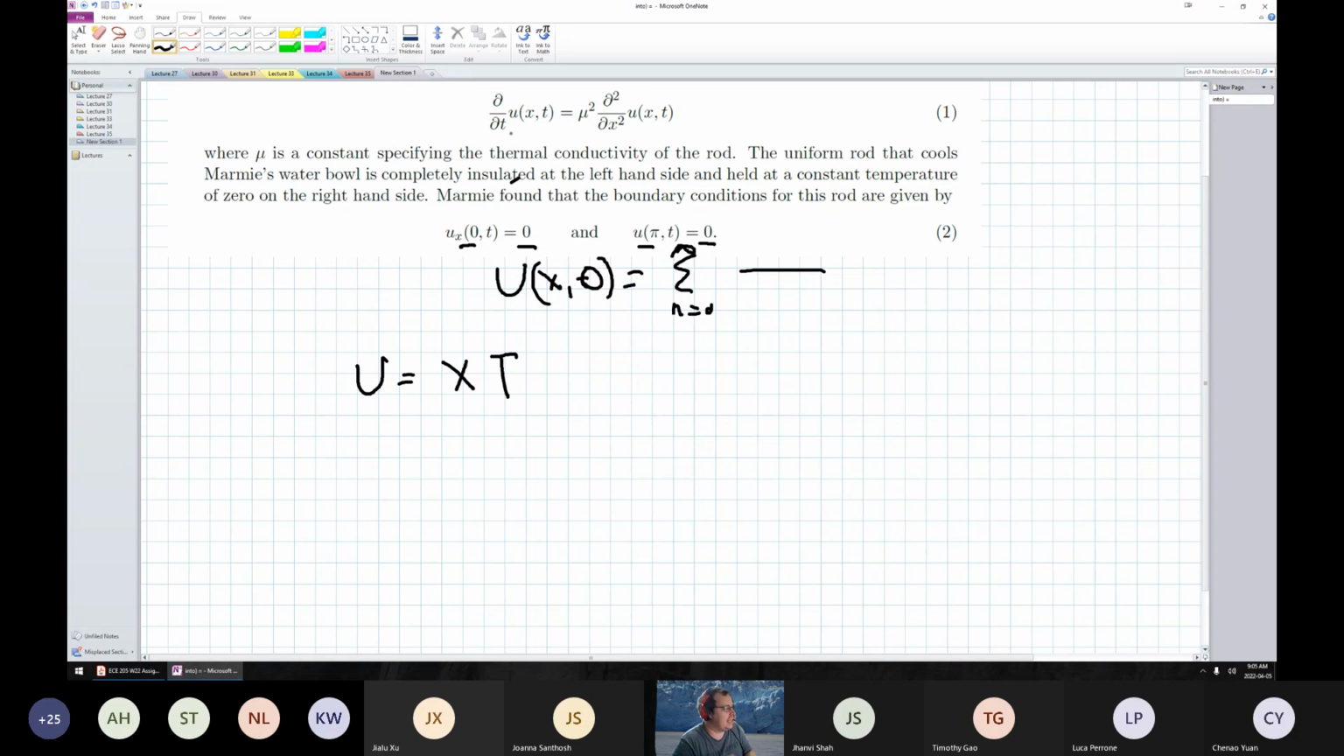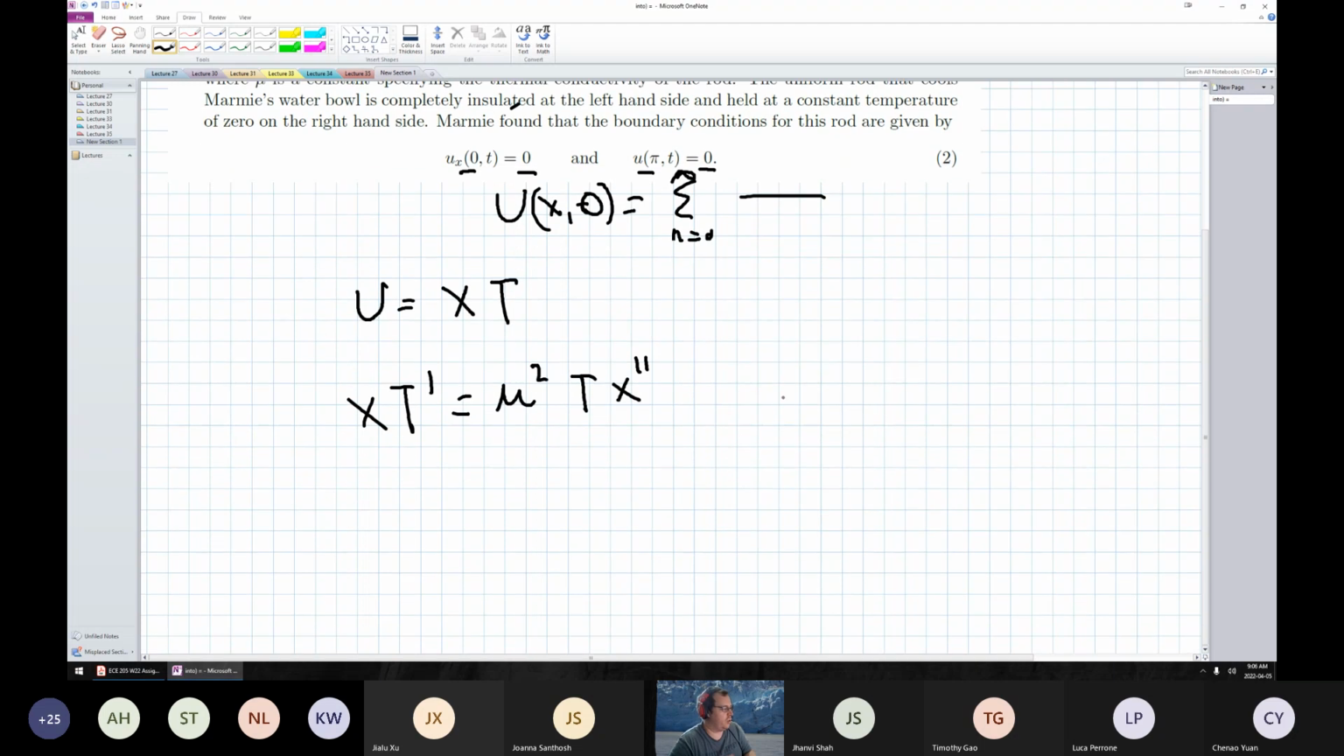Okay, so if I take these and plug them in, what do I get? For this bit, X does not depend on t, so it's a constant. I pull it out of the derivative, and I get T prime times X. On the other side, I get mu squared, and when I take the derivative, T doesn't depend on x, so I get T X double prime. Now I divide this whole thing by mu squared X T.